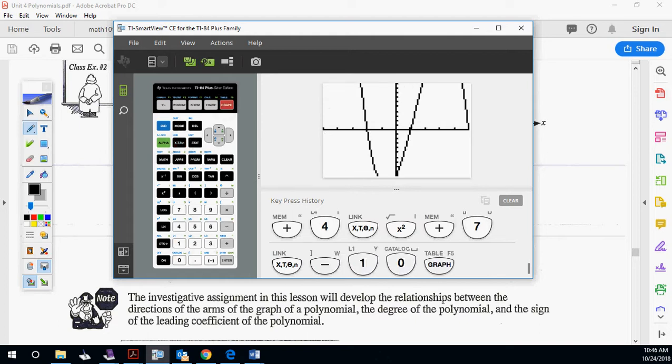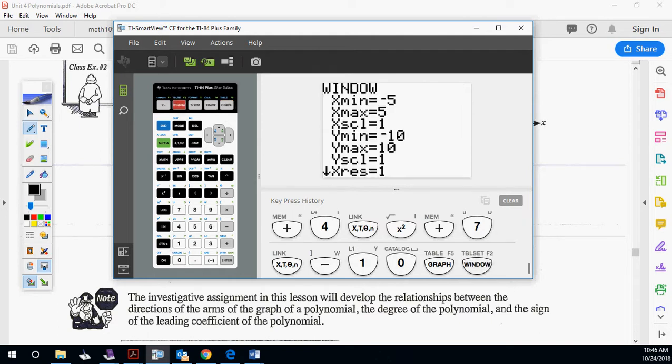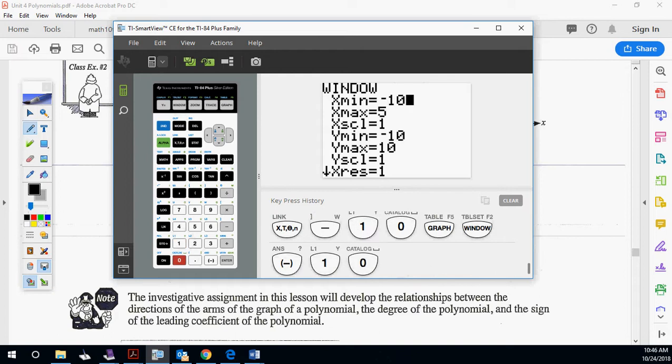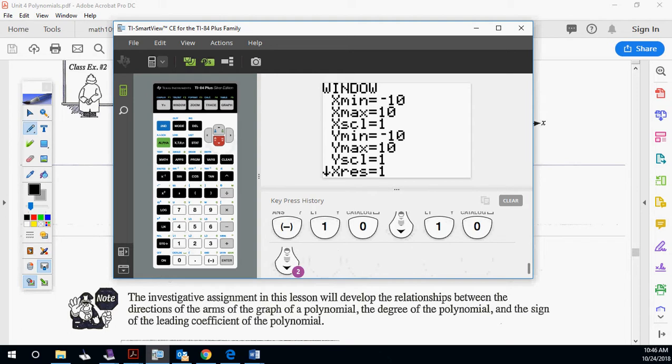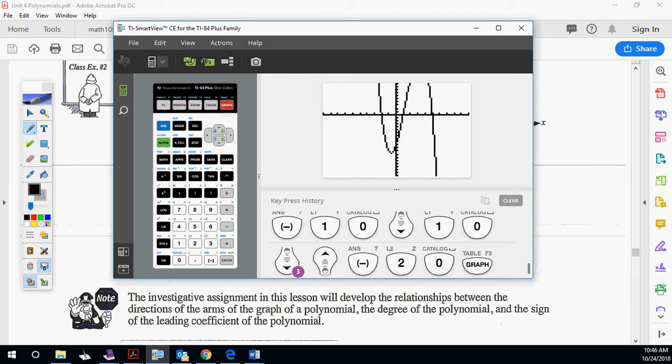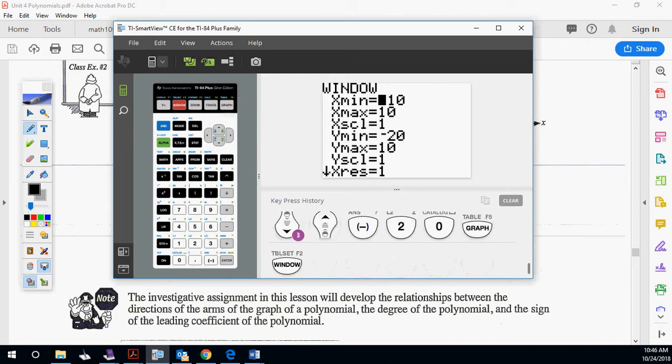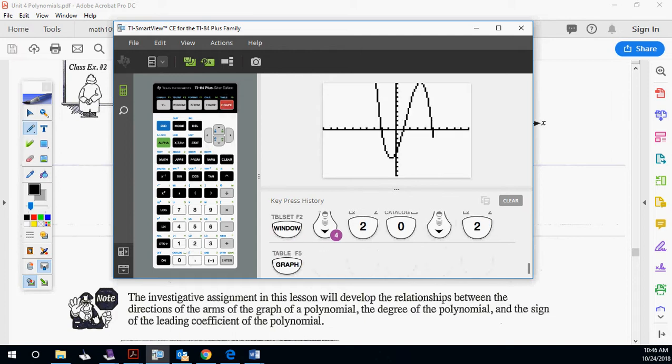Yeah, I want to make it a little bit lower and a little bit wider. So let's go negative 10 and 10. And let's go a little bit lower, so let's go negative 20. I want a little higher too. Let's go 20. I'm going to go by 2s now to make it a little bit zoomed in. There we go. Okay, so we can see our zeros.